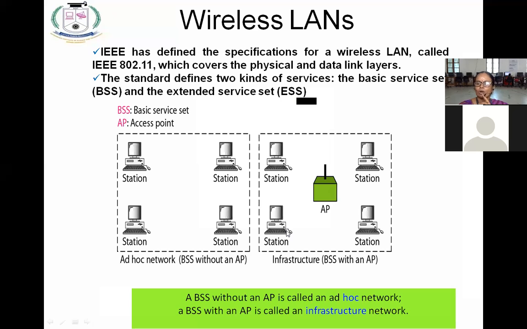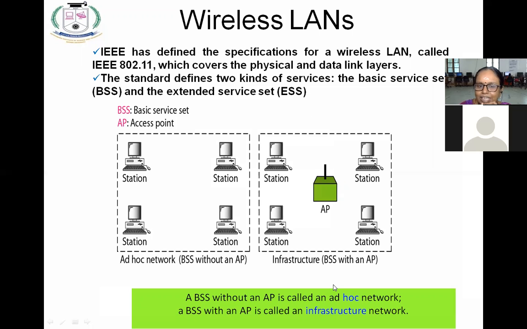Okay. The next one is wireless LAN. Wireless LAN has 2 types: one is IEEE 802.11, wireless IEEE 802.11 and Wi-Fi. Both are in wireless LAN. Now we will see the two kinds of services, one is BSS and another one is ESS.